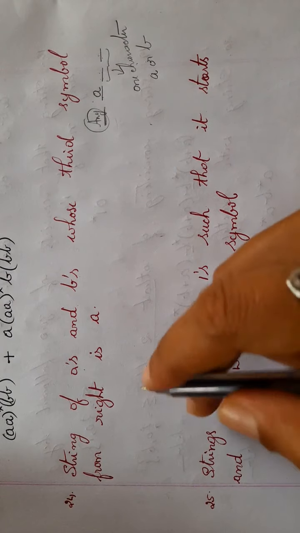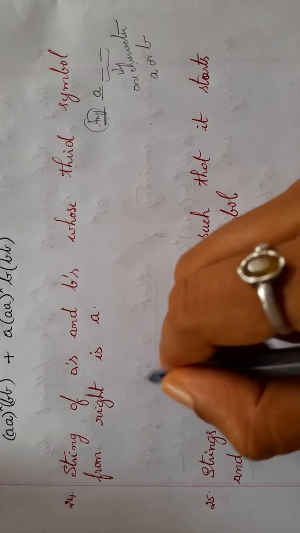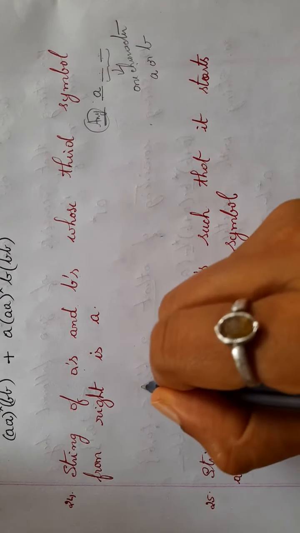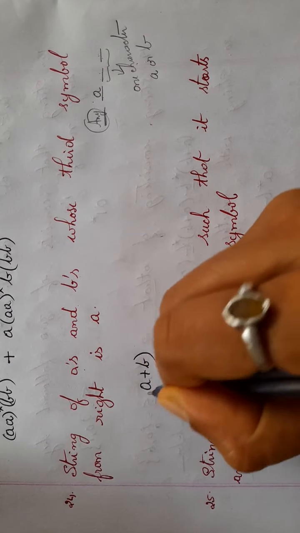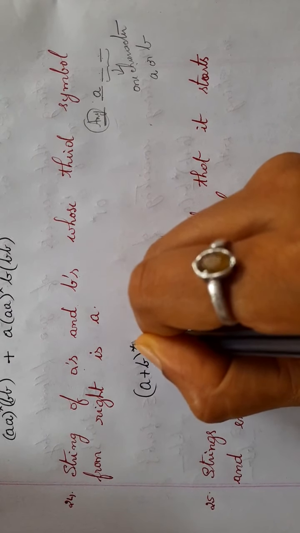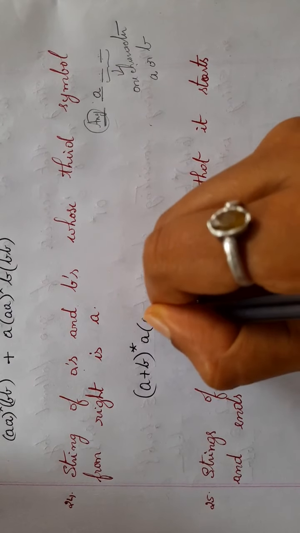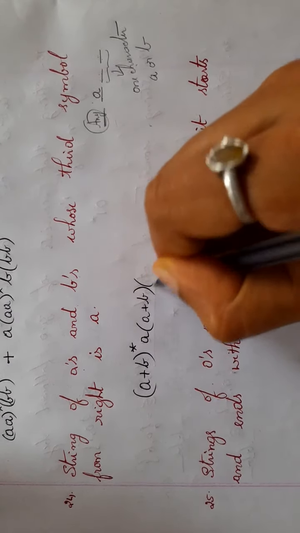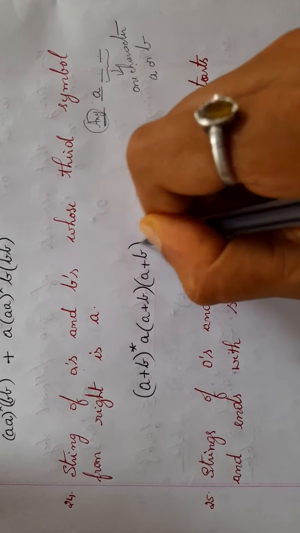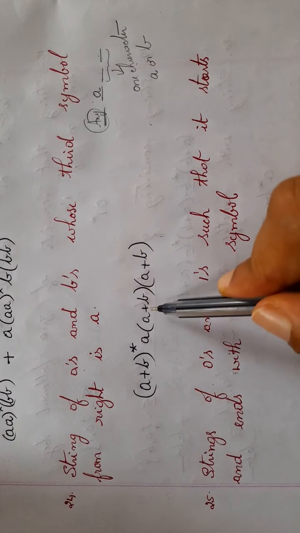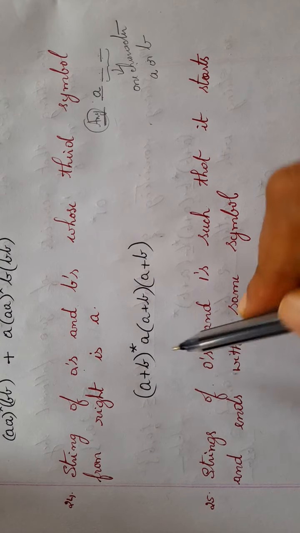So what will be the regular expression? In the beginning I can have anything: (A plus B) star, 0 or more occurrences, and then A. Then here I have A or B, and here also A or B. So from right, 1, 2, 3, the third symbol is A.